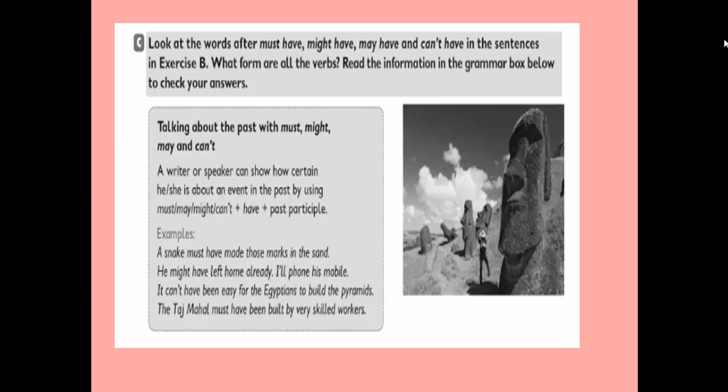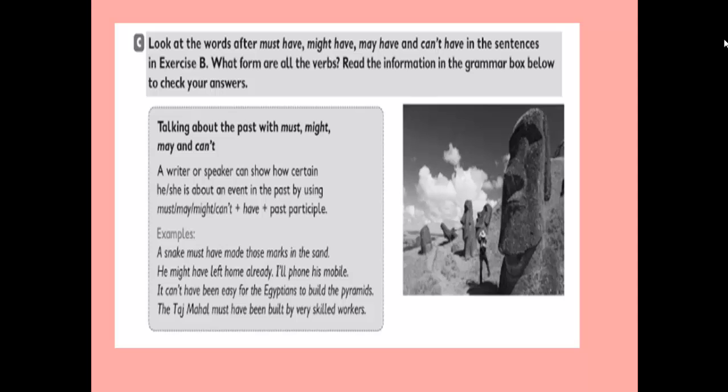Now number C. Look at the words after must have, might have, may have, and can't have in the sentences. In exercise number B, what form are all the verbs? Here we will talk about the verbs after must have, may have, might have, and can't have. Read the information in the grammar box below, then check your answers.